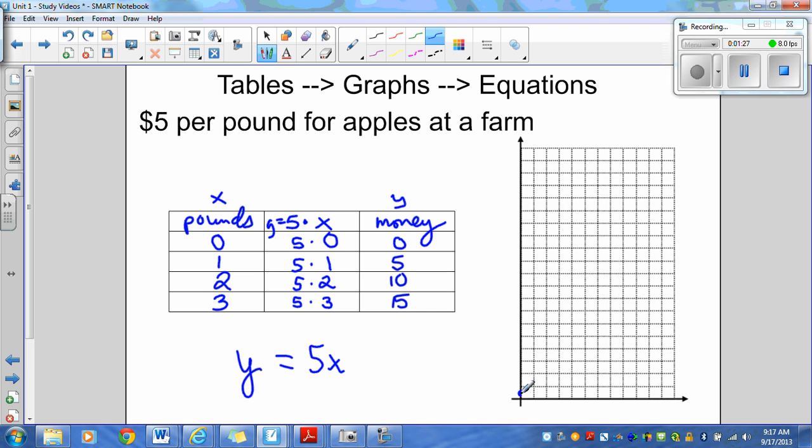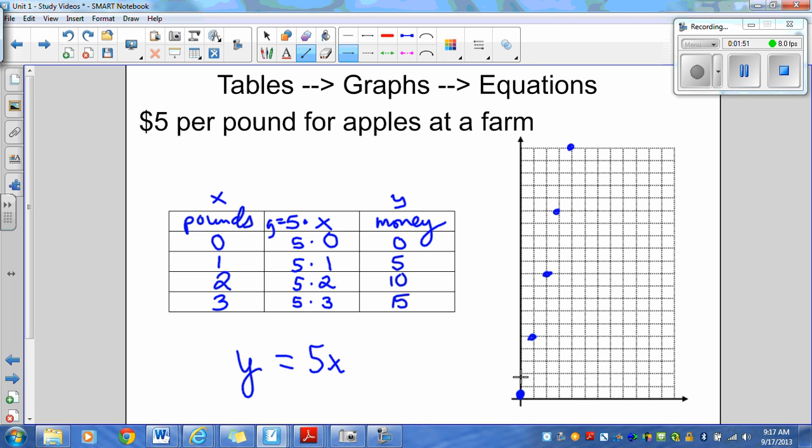And then you graph it. Here's the point 0, 0. Here's the point 1, 5. 1, 2, 3, 4, 5. 2, 10. 6, 7, 8, 9, 10. 3, 15. 1, 2, 3, 4, 5 again. And 4, 20.